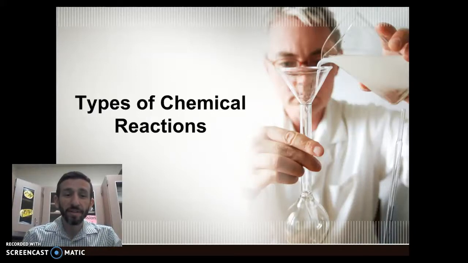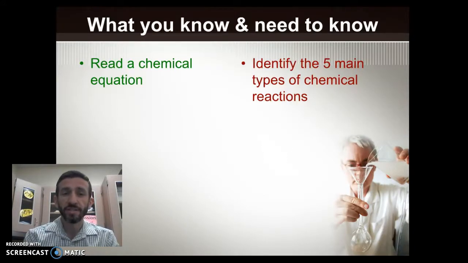Hello students, today we're going to learn about the five main types of chemical reactions. So just as a quick review and goal setting, you should already know how to read a chemical equation. Today we're going to focus though on identifying five main different types by examining the chemical equations. I'm also going to be demoing these types of reactions for you as we go along.